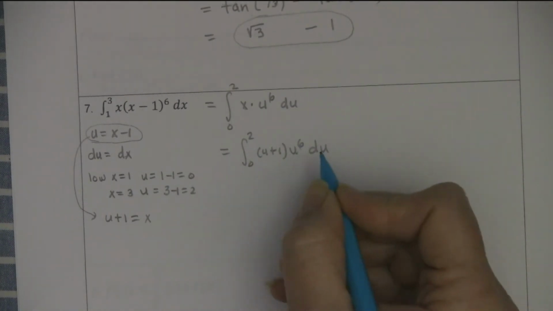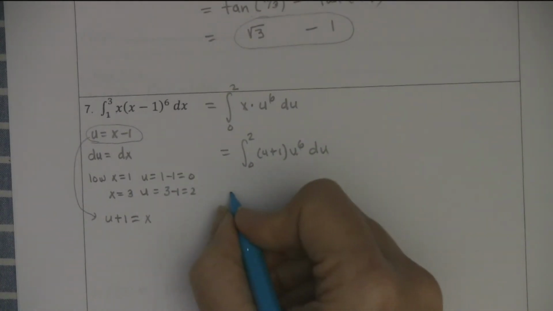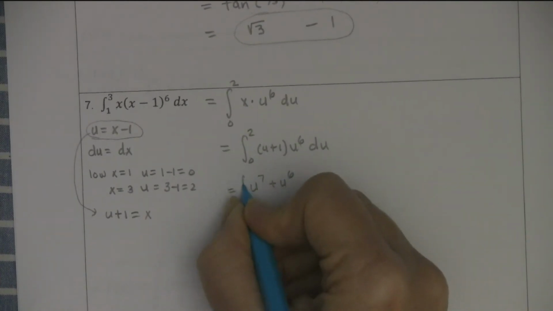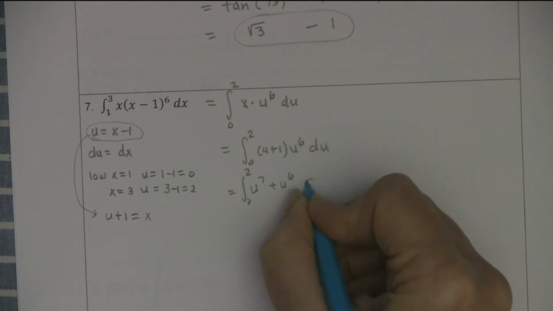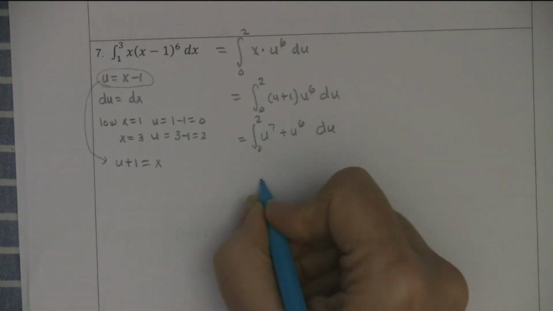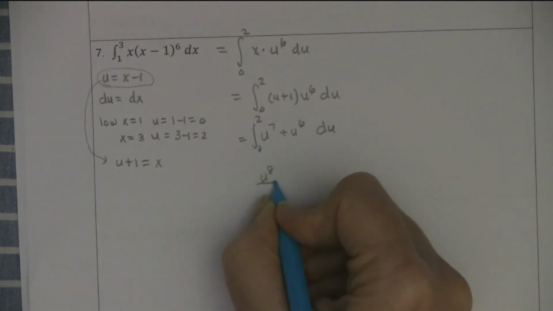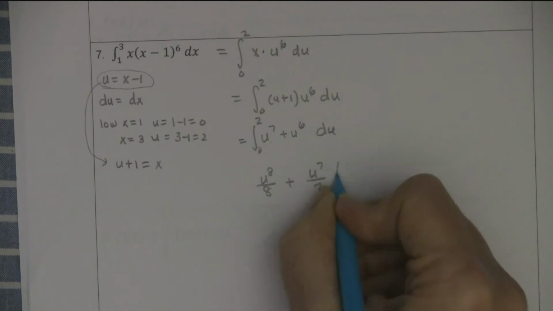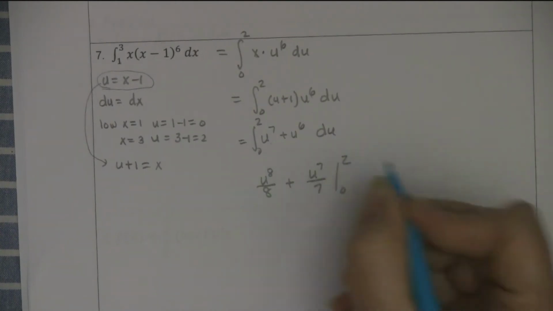And now this is something I can multiply together. So this is the integral from 0 to 2 of u to the 7th plus u to the 6th, du. I almost forgot my integral. And then I can take the antiderivative of this, just power rule, right? Add 1 and divide by the same darn thing, from 0 to 2.